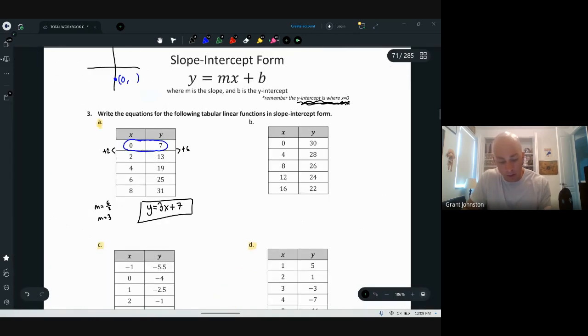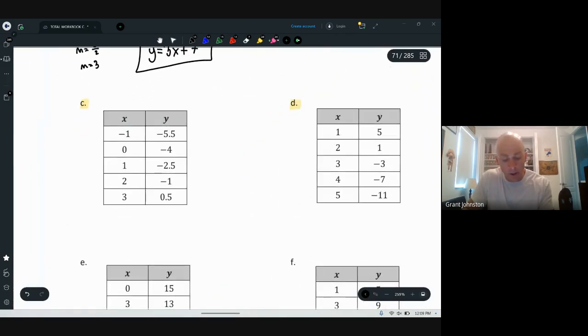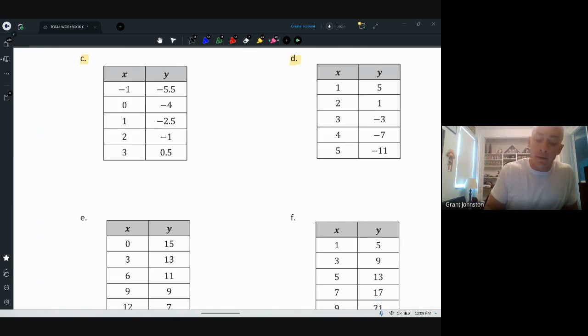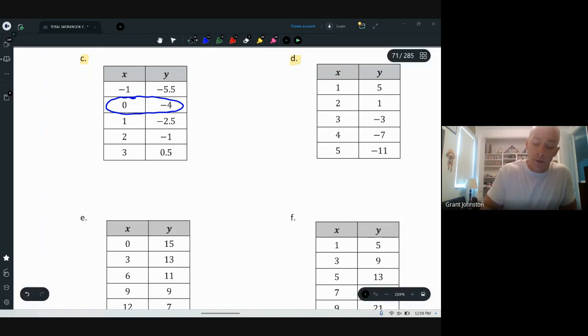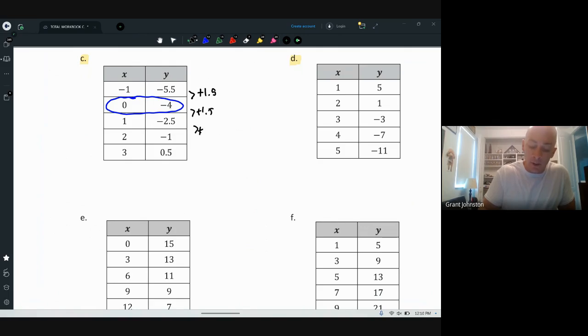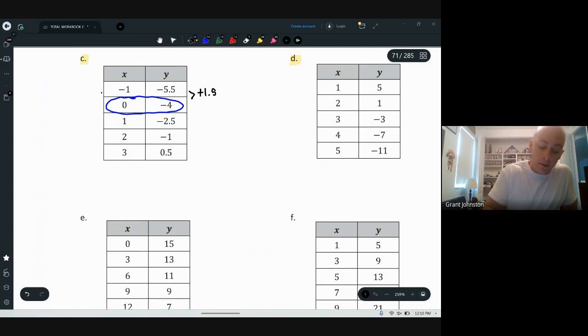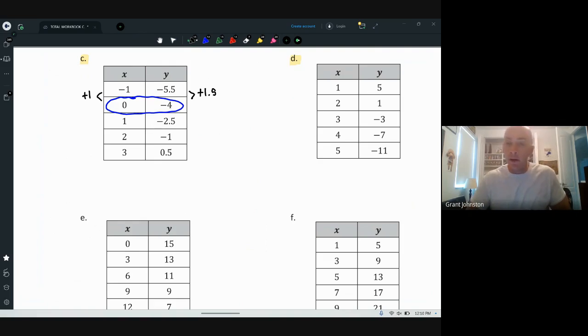Okay. Let me do C. Again, I like to find the y-intercept first, and we look where x is 0. X is 0 right here. So we know our y-intercept is -4. Now we just need the slope. So it looks like this is going plus 1.5. And it's doing that each time. Since it's linear, we don't really need to do all of them, but it's going up 1.5 every time it goes up by 1 in the x direction.